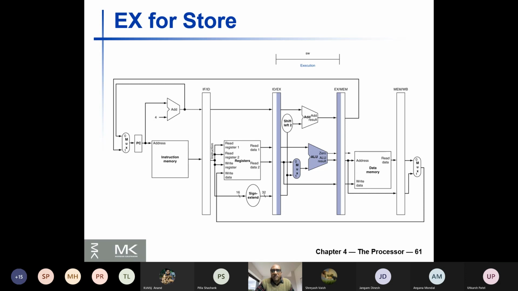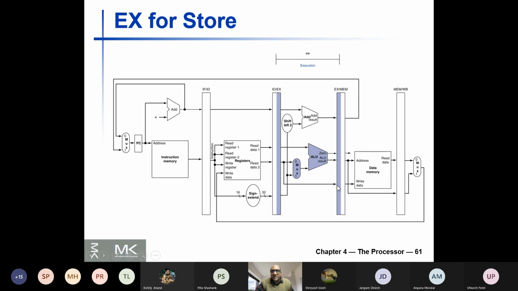In case of a store instruction, one of the register contents will be passed to the next stage. Here the address calculation is done by the ALU, which gives you the memory address, and then one of the register contents has to be stored in the memory. These register contents are available here itself, and they simply have to be passed to this particular pipeline register.